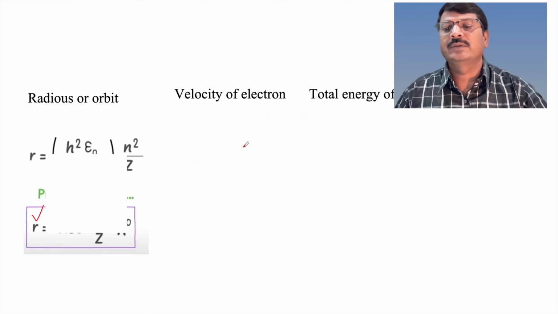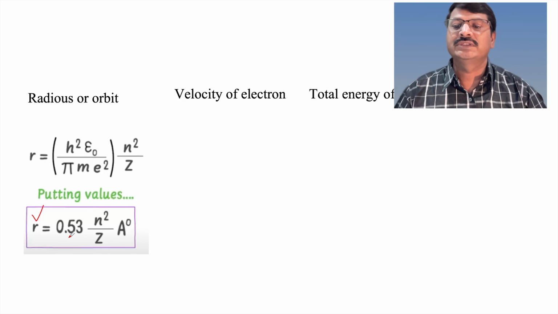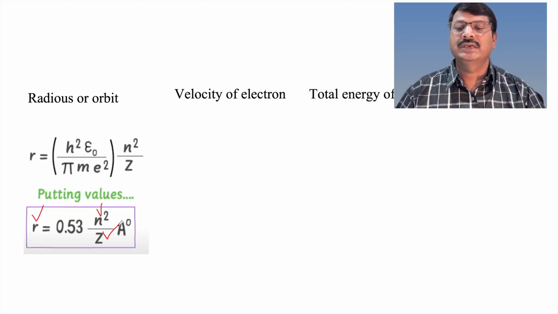That will be calculated by using the formula R is equal to 0.53 n square by z. So R is the radius of the atom, n is the principal quantum number, z is the atomic number. And this 0.53 comes from constants. Generally the formula is R is equal to h square epsilon by π m e square into n square by z. These all are constant values. When you substitute all these values, you will get 0.53. So by using this formula, you can find out the radius of the orbit.